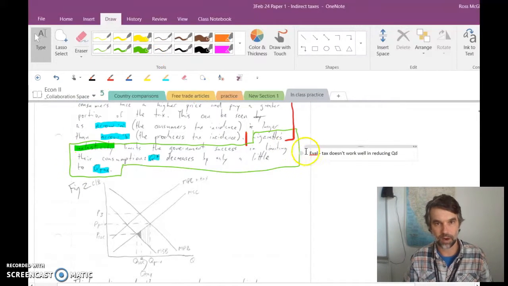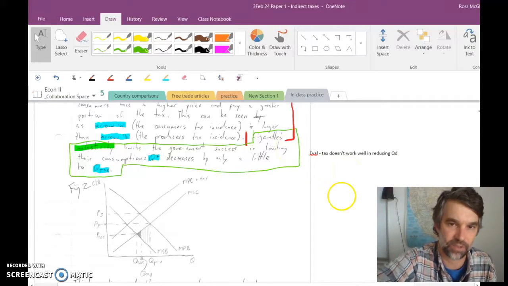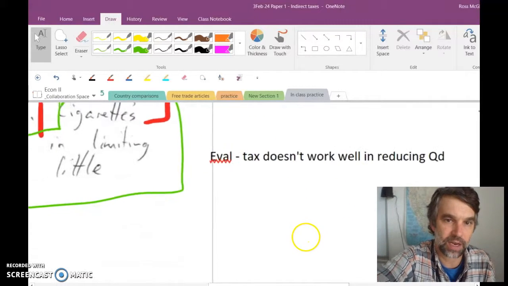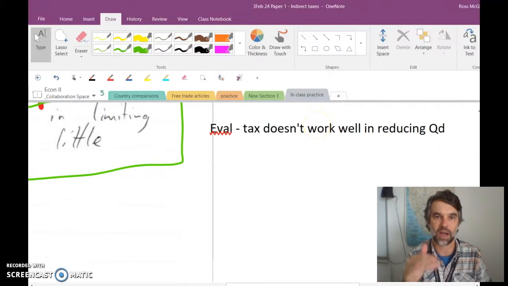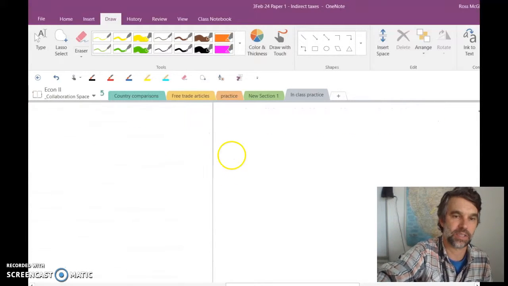So for example, here I'm saying, okay, well, the government's trying to reduce the consumption through a tax, but because cigarettes are inelastic, that's not going to be totally successful. And again, I'm going to summarize over here what my point is. So it's an evaluation point. The tax doesn't work well in reducing the QT.